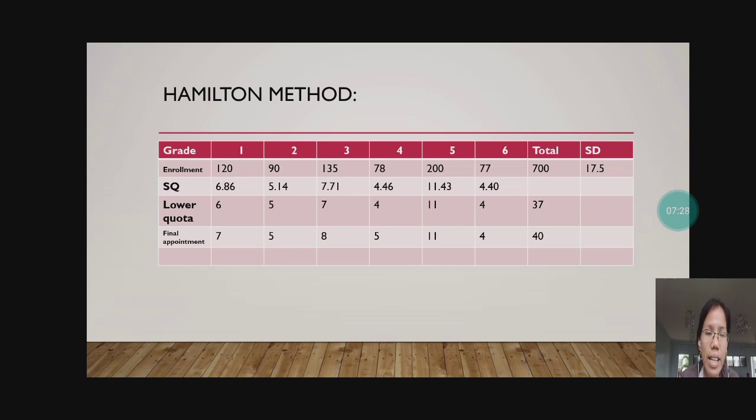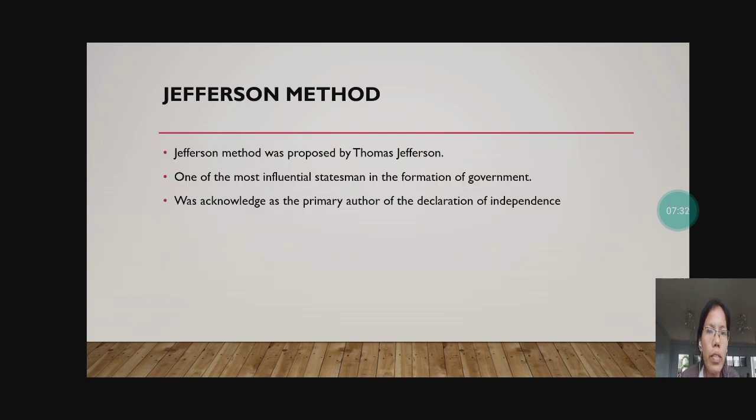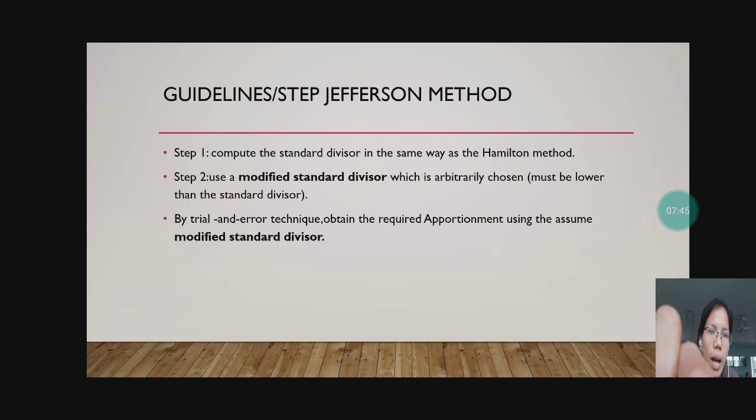So the next method was Jefferson method. So Jefferson method was proposed by Thomas Jefferson, one of the most influential statesmen in the formation of government. Was acknowledged as the primary author of the Declaration of Independence. So Jefferson method ara siya guidelines or steps.